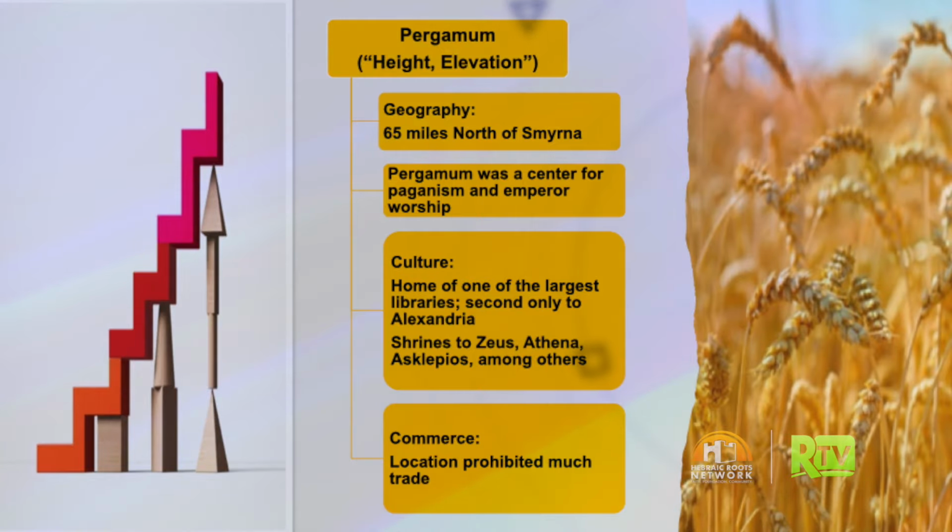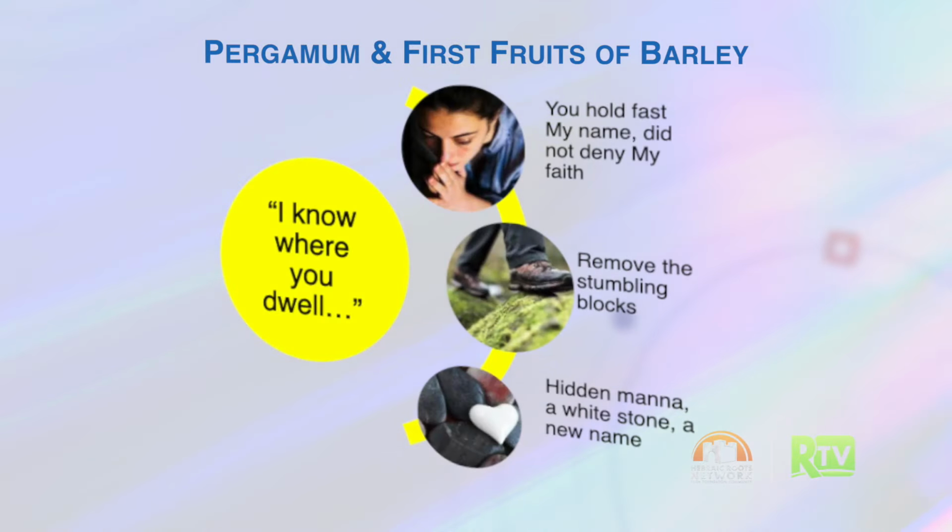And their location permitted much trade, but they were well known besides that. And so then you think, again, I know where you dwell, and think about the first fruits of barley. You hold fast my name. You didn't deny my faith. You've removed the stumbling blocks. So there will be a hidden manna and a white stone with a new name. So there's some first fruits there.